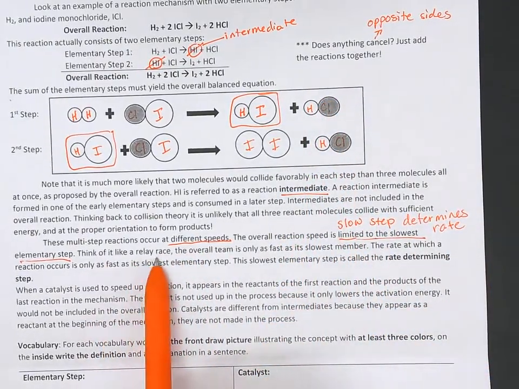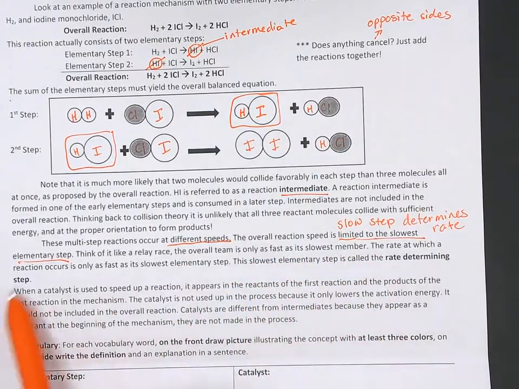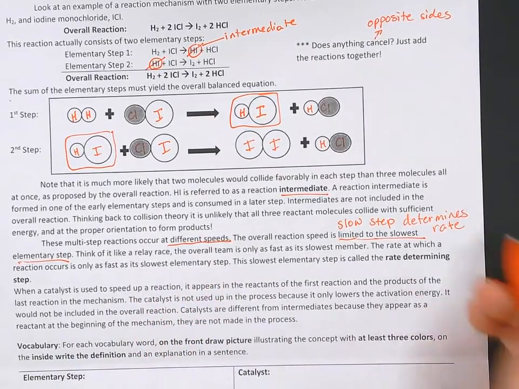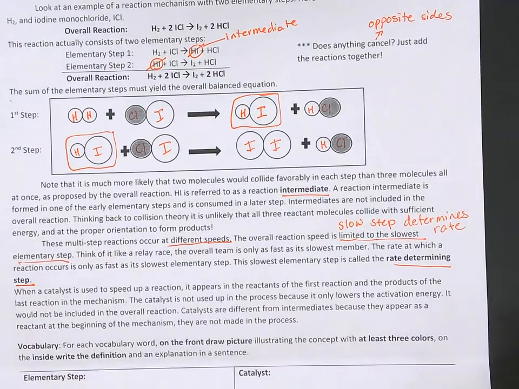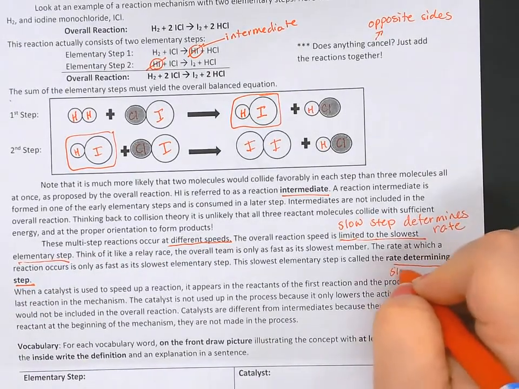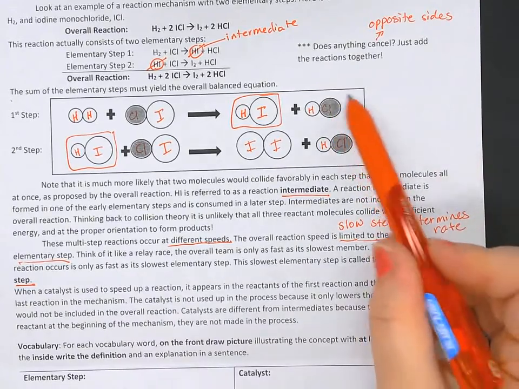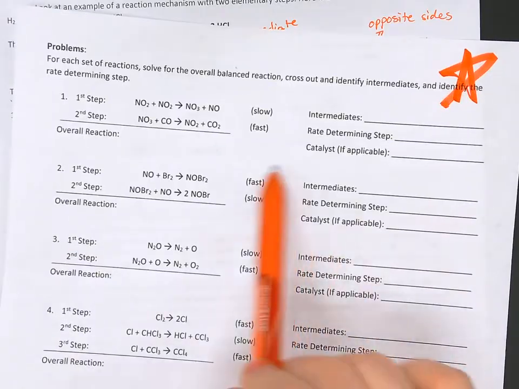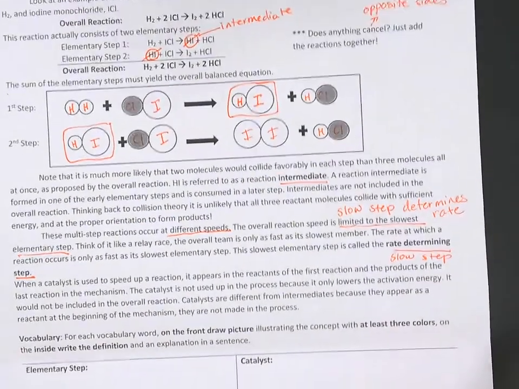So it says, think of it like a relay race. The overall team is only as fast as the slowest member. The rate at which a reaction occurs is only as fast as the slowest elementary step. That is called the rate determining step. Okay, a rate determining step is always our slow step of our reaction. So this one is not labeled as fast or slow, but when we get into the practice, we'll see that the steps are labeled there.